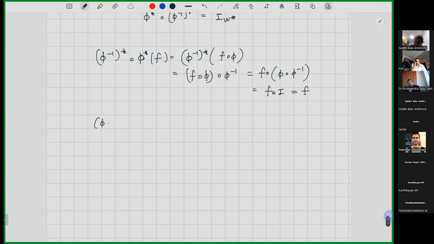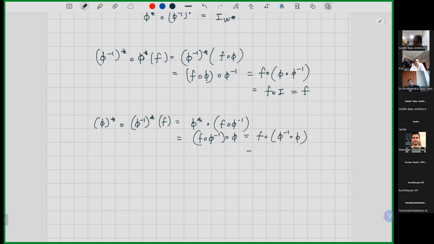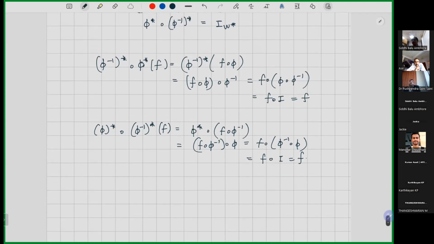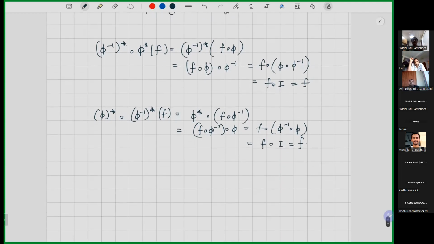Similarly, I will get that phi star composed with phi inverse star of F is phi star composed with F composed with phi inverse. And this is F composed with phi inverse composed with phi, which is F composed with I, again I. So this is the identity. These maps are identity on the corresponding V star and W star.